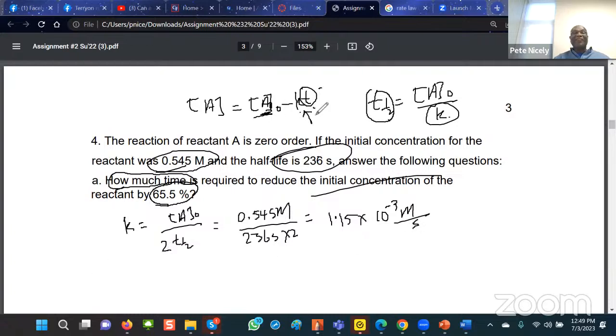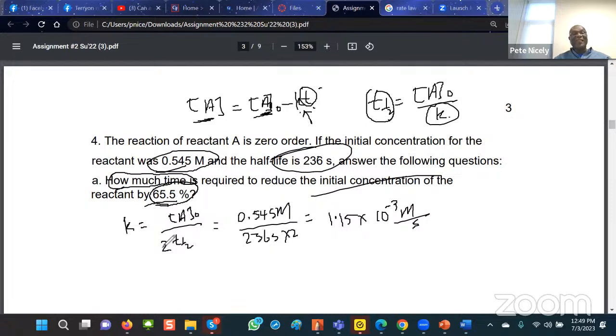So we have the K here, we have the T here, which is what the question is asking for. So basically what we need to do now is determine what A is. The hint to finding out what A is given right here, the 65.5%. Notice how the question is worded: how much time is required to reduce the initial concentration of the reactant by 65.5%? So basically you're reducing A0, the initial concentration, by 65.5%.